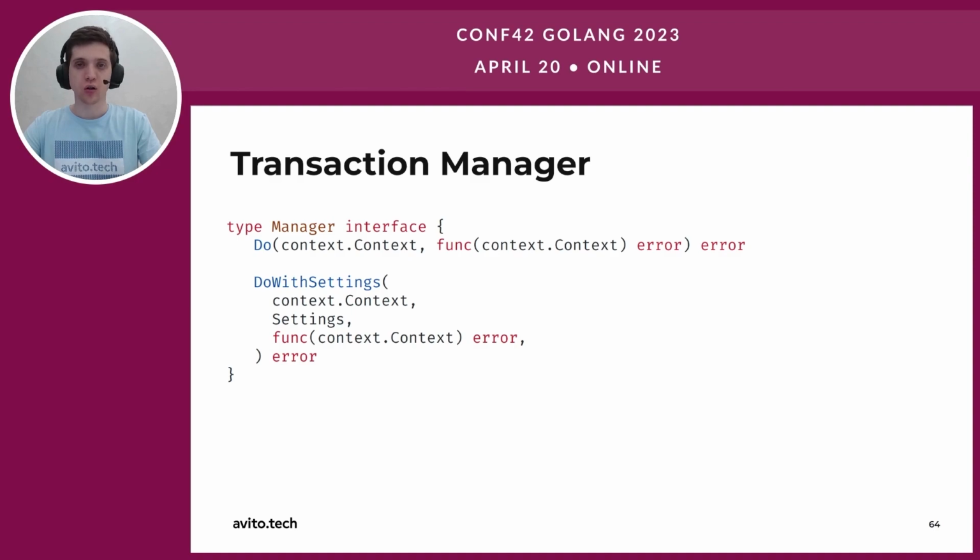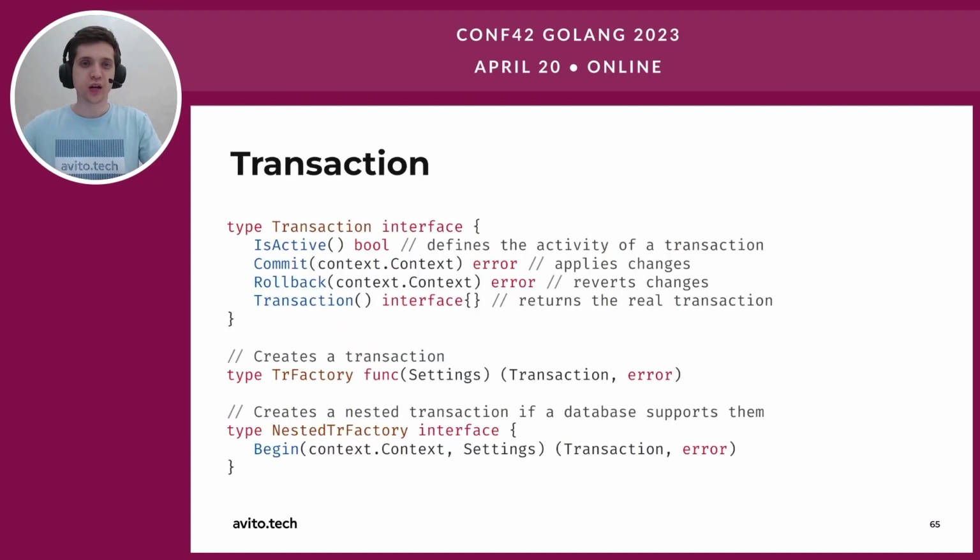To do function calls, Do with default settings, and DoWithSettings controls a transaction as a with-transaction with additional features such as nested transaction, read-only transaction, timeout, etc. Then we introduce a general interface Transaction which can commit, rollback, show the transaction status, and return an actual transaction. Also, we have the interface to create nested transactions if a database supports them.